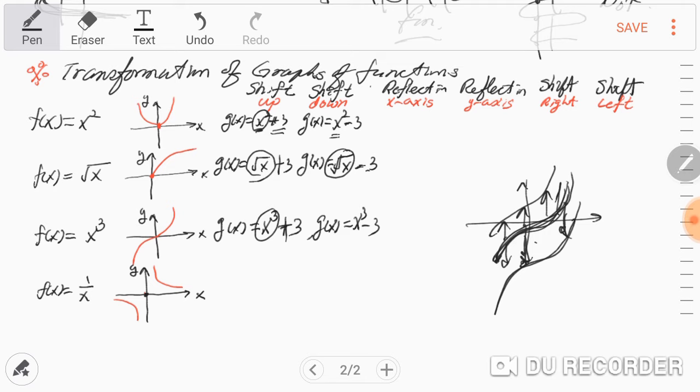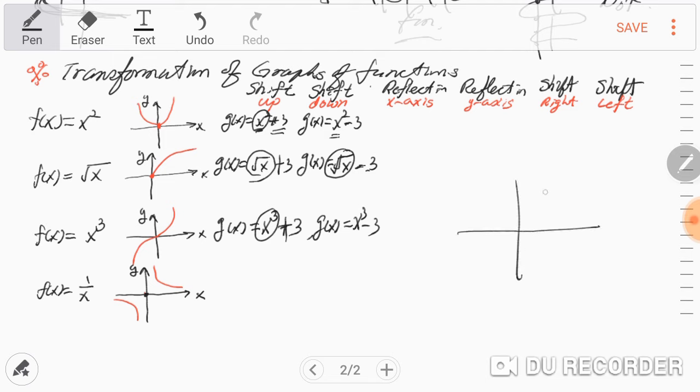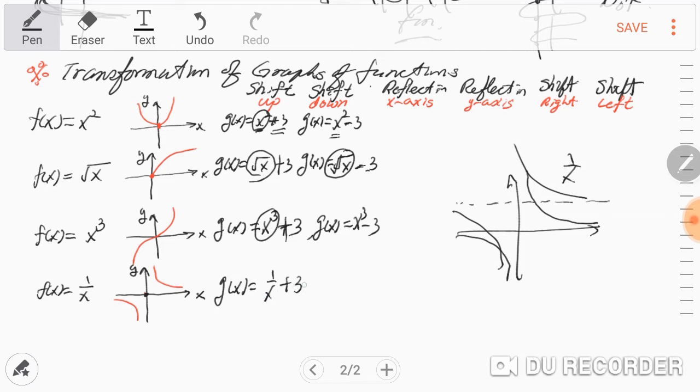Okay, how about 1 over x? The 1 over x is a rational expression, rational graph. The 1 over x graph is this. If x is greater than 0, then it looks like this. If x is less than 0, then the graph looks like this. So if you shift this graph 3 units up, then it will be something like this or like this. So the new function is 1 over x plus 3. Then this is the graph.